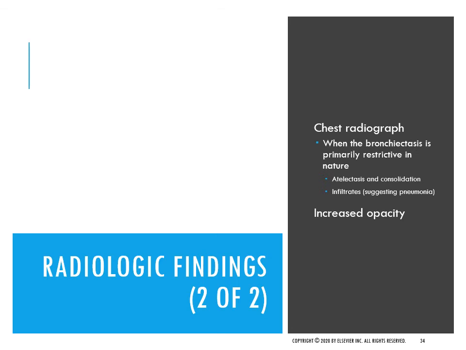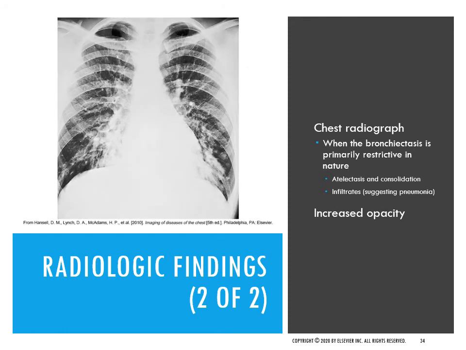When the bronchiectasis is primarily restrictive in nature, there may be atelectasis and consolidation, and pulmonary infiltrates suggesting pneumonia. Increased opacity will also be present, as shown in this X-ray.